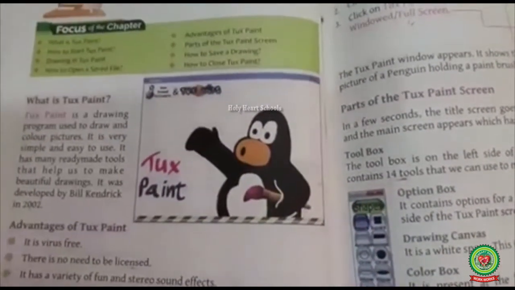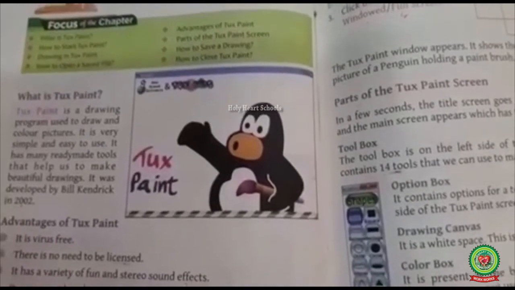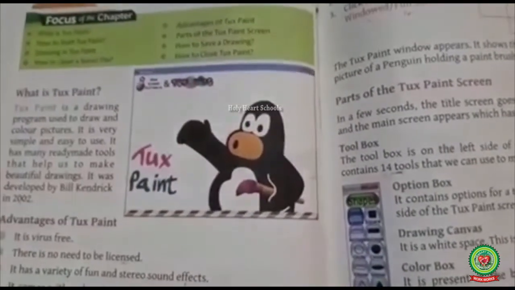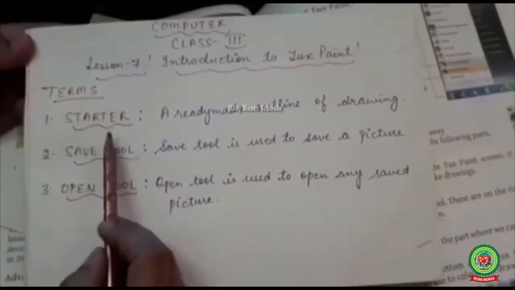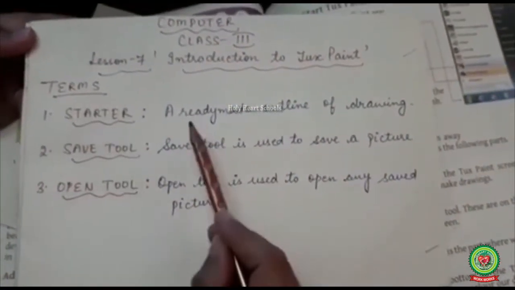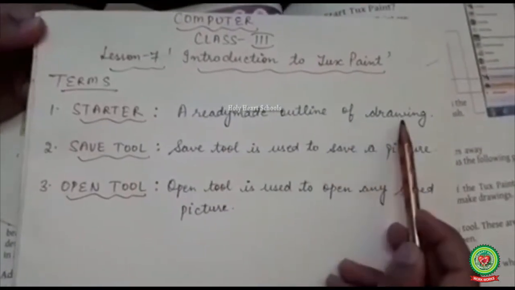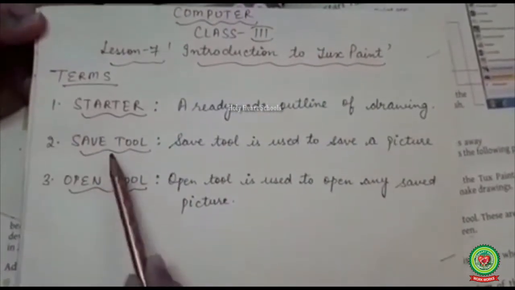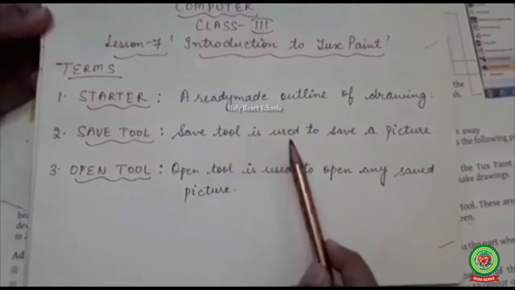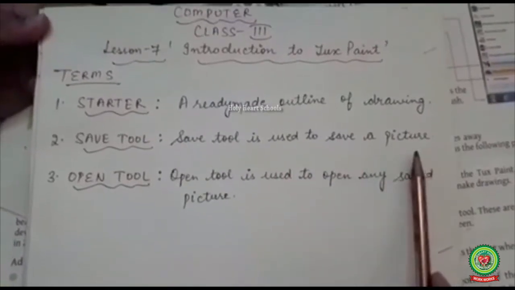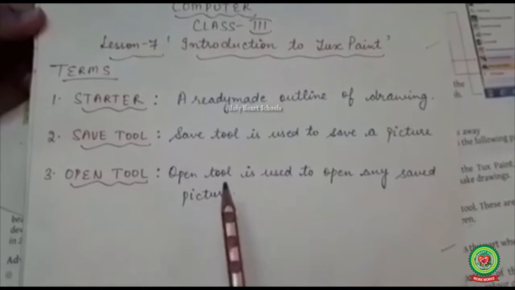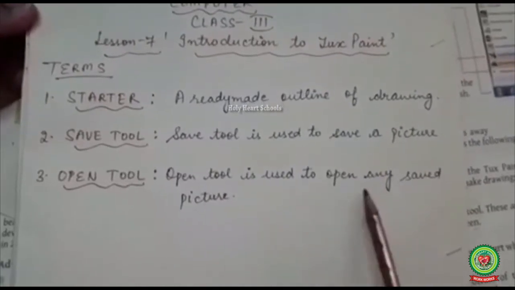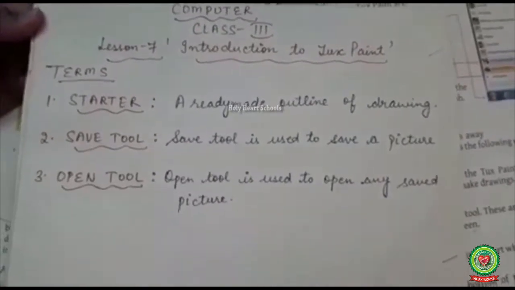Before starting this, I would like to tell you the important terms of this topic. Our first term is starter, a ready-made outline of drawing. Second, save tool. Save tool is used to save a picture. Open tool. Open tool is used to open any saved picture.